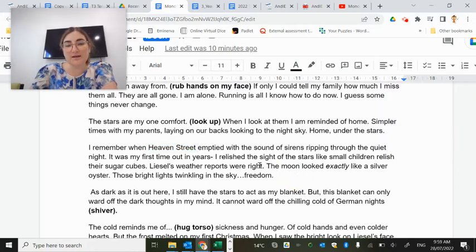"Liesl's weather reports were right. The moon looked exactly like a silver oyster, those bright lights twinkling in the sky. Freedom." Now, we know he called them weather reports, and we know that this is directly from the film, that the moon looked exactly like a silver oyster, because that's what Liesl described it as.